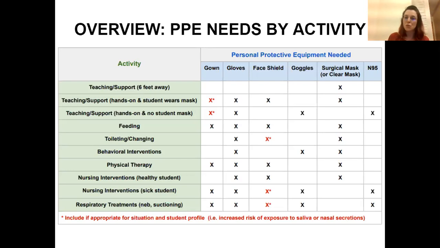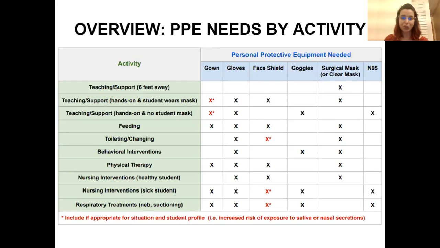For feeding a student, whether it's oral or by G-tube, you're going to want to wear a gown, gloves, face shield, and surgical mask or clear mask, whatever your comfort in that situation or whatever the student needs. Obviously, if they are hearing impaired and might have difficulty understanding you while you're communicating with them in that scenario, the clear mask might be preferred.